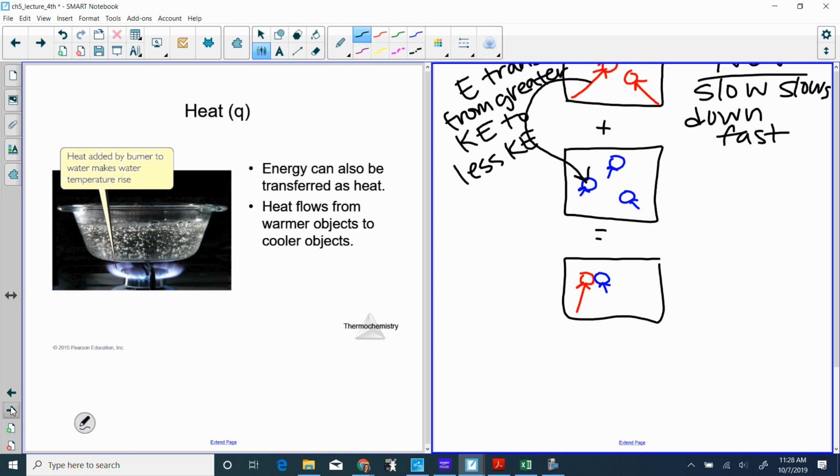The energy transfers from the hot to the cold until everybody is medium purple.